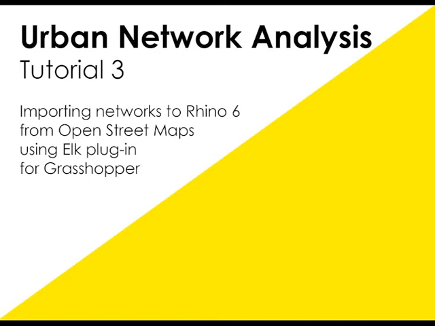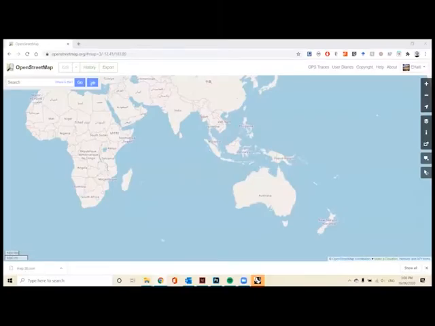Hi, welcome to the third tutorial on urban network analysis. This is on how to import OSM data into Rhino using Elk, which is a plugin to Grasshopper.